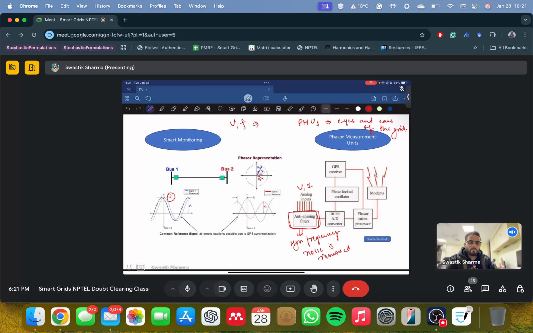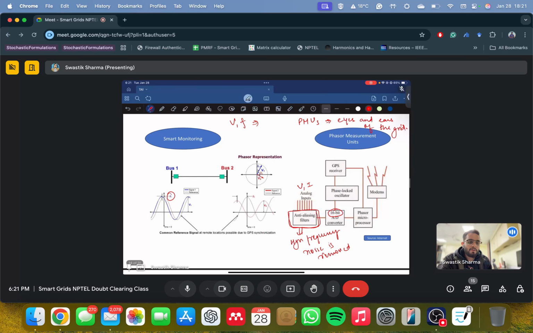And they then send it to a high precision 16-bit analog to digital converter. 16-bit is a very high precision, right? As your number of bits increases, your precision increases. So they convert this analog signal to a digital signal, which is then phase locked. What is phase locked? It's just that you have a GPS. Let's say this is your reference signal, right? So you want to timestamp that signal.